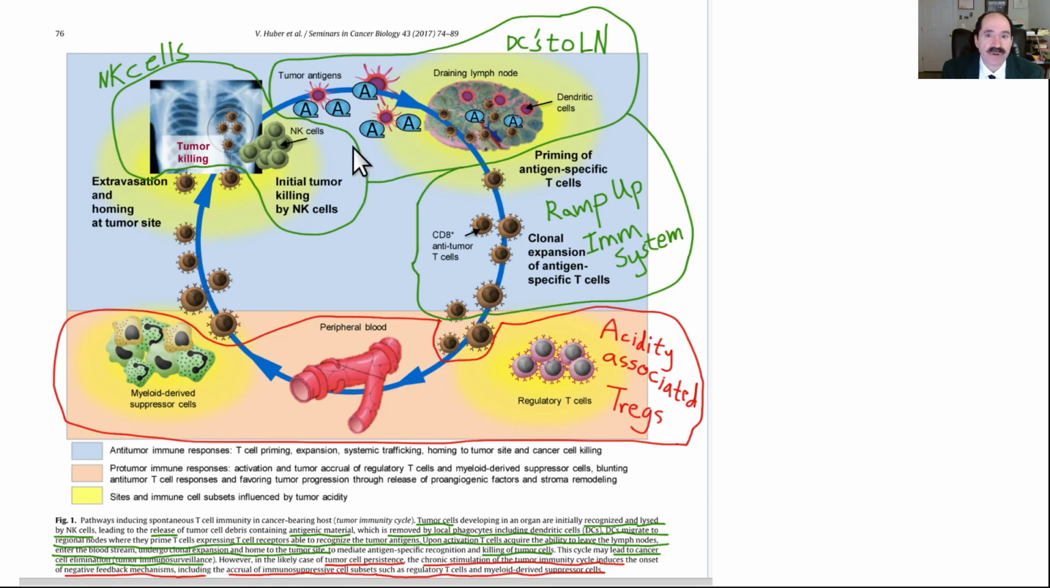Okay, so here's a picture. I have the stuff in green is what's supposed to happen. The stuff in red is the bad stuff. So let's just talk about what's supposed to happen first. You have a cancer, and then your NK cells find the cancer cells, and they kill the cancer cells. That's actually what happens all the time, every day, in everybody.